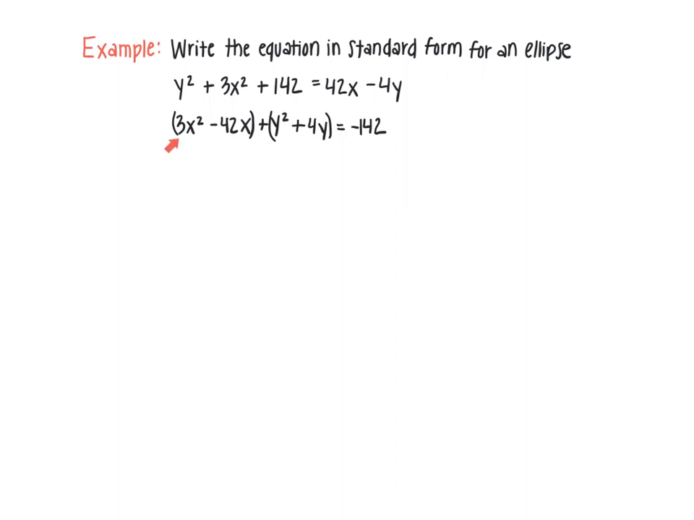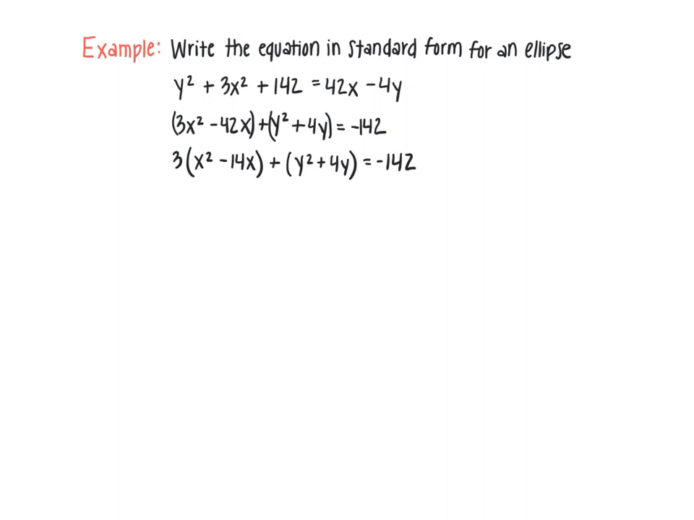And I want to make my life easier, so I'm going to check to see if I can factor anything out. So I see that there's a 3 and a 42 in front of my x's. Those both share 3 in common, so I can factor a 3 out here. Over here, there is no common term between y squared and y, so I can't factor anything out. So when I factor out a 3, I'm left with x squared minus 14x. And then I'm just rewriting everything else. Y squared plus 4y is equal to negative 142.